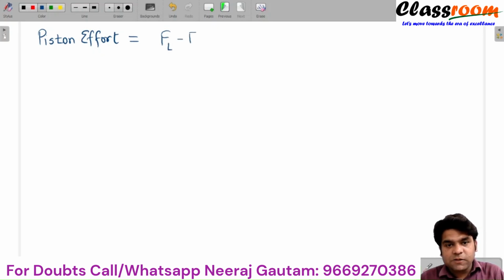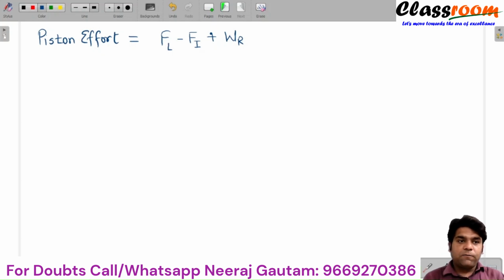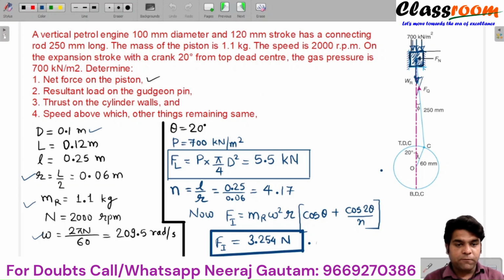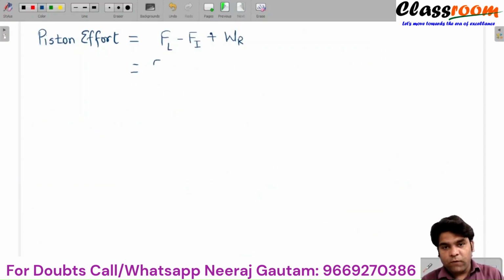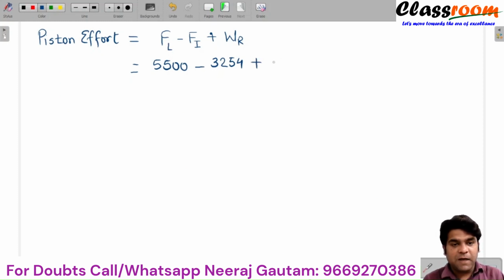Finally, we can write the piston effort as FL minus Fi, since the piston is accelerating so Fi is taken as negative, plus Wr, the weight of the reciprocating component. So it is the net downward force acting on the piston: FL minus Fi plus Wr. So the value of FL is 5500 in newtons, minus the value of Fi, 3254 in newtons, plus the value of Wr, the mass of the reciprocating component 1.1 into g.